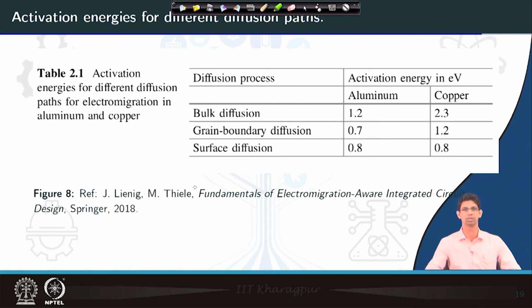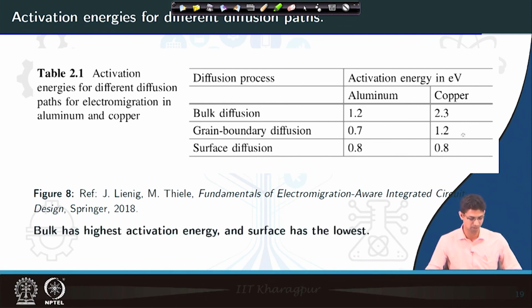If we look at some values for activation energy, again these values are taken from this book, which is Fundamentals of Electromigration Aware Integrated Circuit Design. Here you can see for copper, which is mostly used now, that the bulk diffusion activation energy is 2.3, it is high. Higher activation energy is better. Then grain boundary diffusion is this, and surface diffusion is this. So, for copper, your bulk has the highest activation energy, and the surface has the lowest.